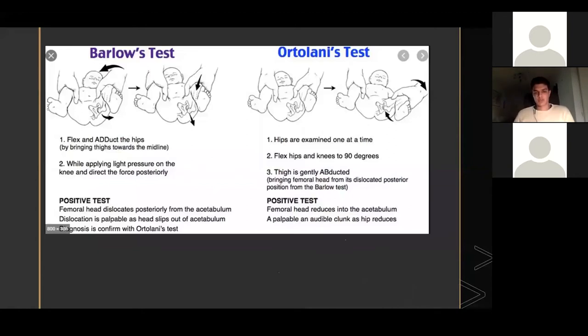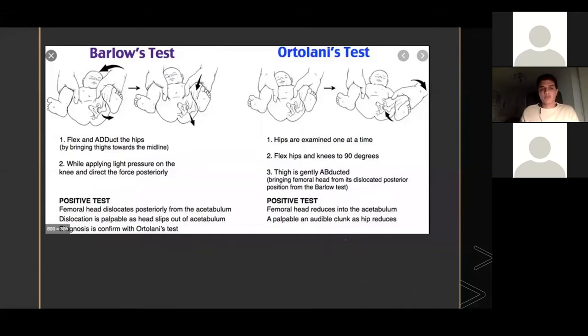Which is a condition where, let's talk about the examination first quickly. So what you're going to do with the Barlow's test is internally rotate the hip and push down. You can see that you're attempting to posteriorly dislocate the femoral head from the acetabulum, okay? You're trying to posteriorly dislocate it. If it dislocates, you will feel it with a clunk, all right?